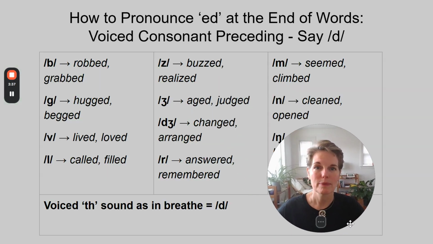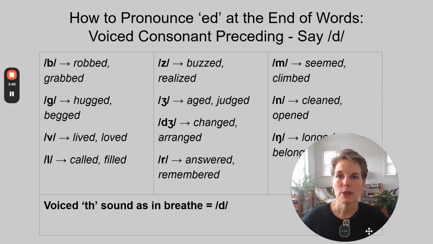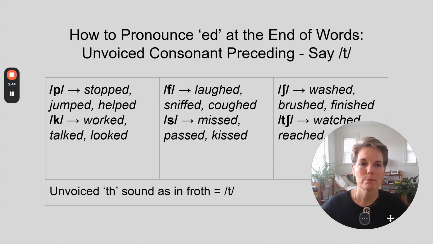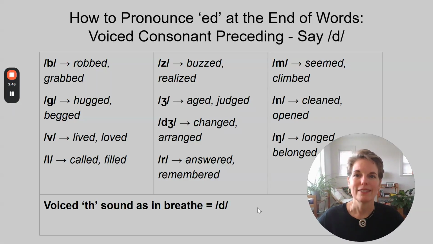Here are some examples. These are of voiced consonants. Okay, let's go to this one. B, it's voiced. Here's the ED, the B is in front, so it's voiced, so we're going to say D at the end. Robbed, grabbed. Let's go to the next letter. G, I can feel it, it's voiced. So you have the G before the ED, so you say hugged. You're going to pronounce the D. Begged. Okay, I won't belabor the point and go through all of these with you, but you can do these on your own. Practice saying them with the D sound at the end.